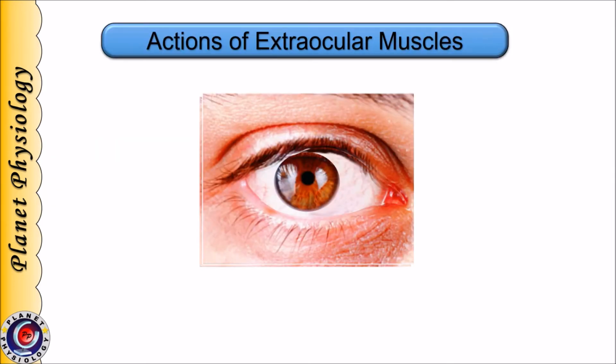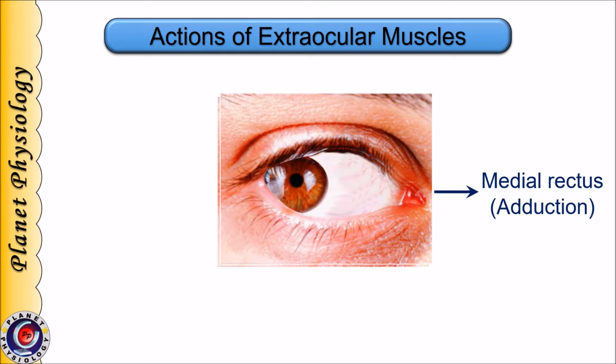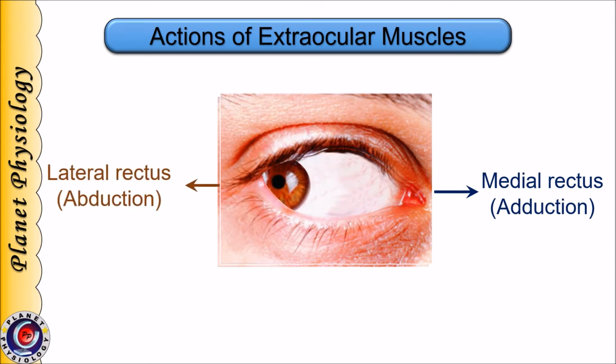Now let us brush up the actions of various extraocular muscles when the eye is in primary position. Primary position means looking straight forward. Contraction of medial rectus muscle causes eyeball to move medially, that is, it causes adduction of the eyeball. So as you can note in the picture, this is the adducted eyeball. Whereas abduction or lateral rotation is brought about by lateral rectus muscle. So when eyeball is moving laterally, it is known as abduction.